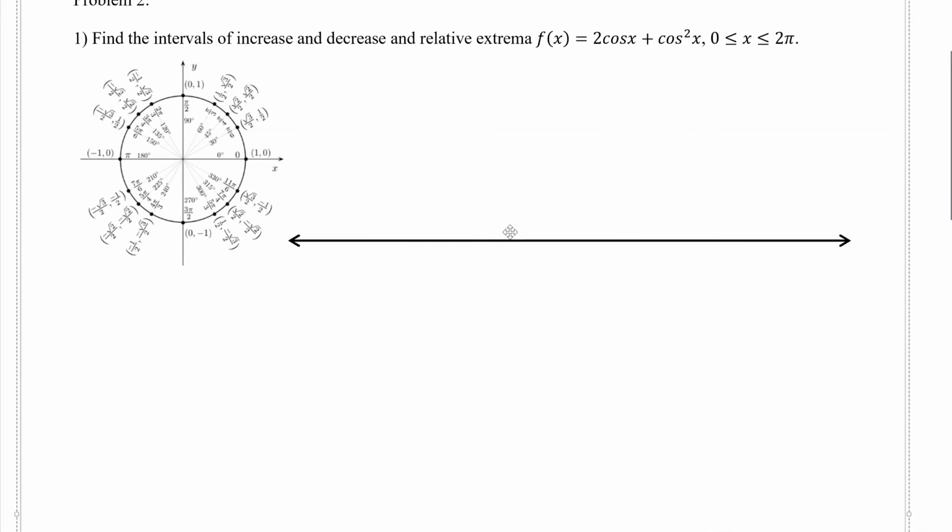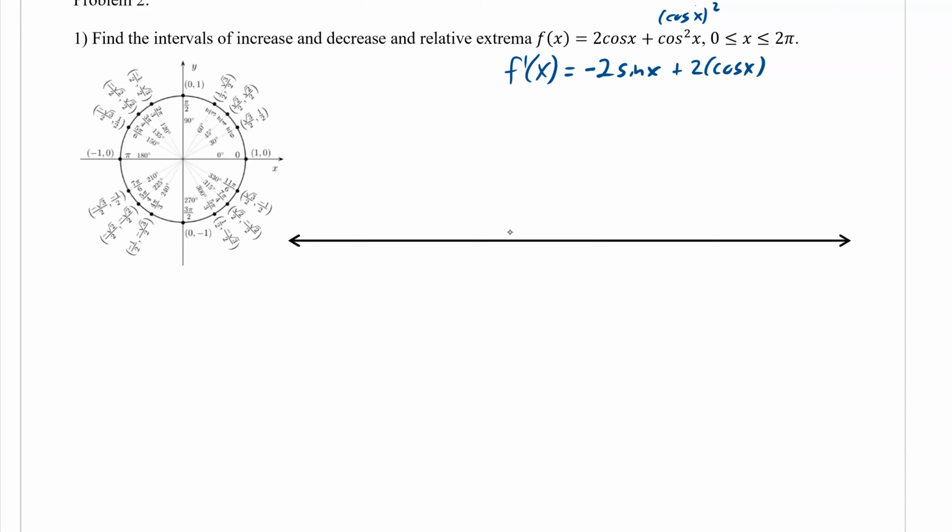So first thing, let's take our derivative. So f prime of x equals -2 sine x. And then this is chain rule. This is cosine of x squared. And so it would be plus 2 cosine of x times the derivative of the inside, which is negative sine x. So we end up with f prime of x equals -2 sine x minus 2 sine x times cosine x. And so you can see we have a common factor, so we factor that out. And we end up with 1 plus cosine x.